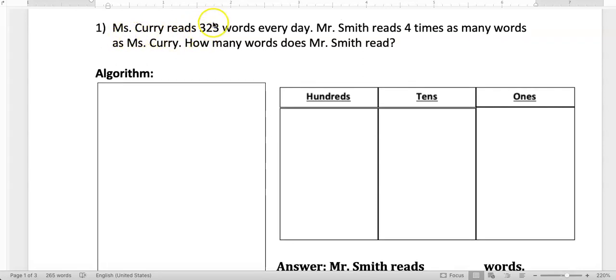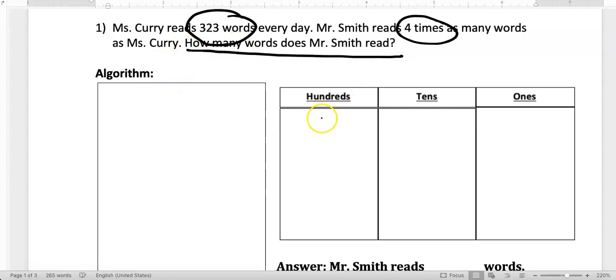Miss Curry reads 323 words every day, so that's important to know. Mr. Smith reads 4 times as many words. That's interesting. Mr. Smith is reading more than Miss Curry, so I'm going to circle that information. Mr. Smith reads 4 times as many words as Miss Curry. How many words does Mr. Smith read? So this is what I need to find out, underlining my question there.